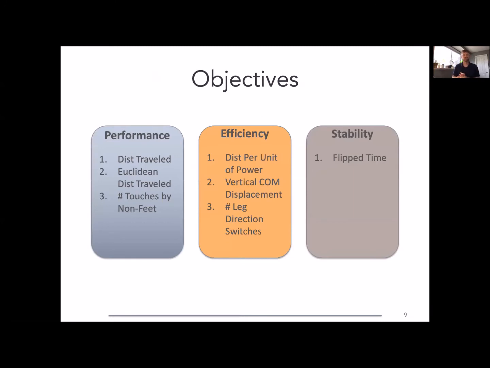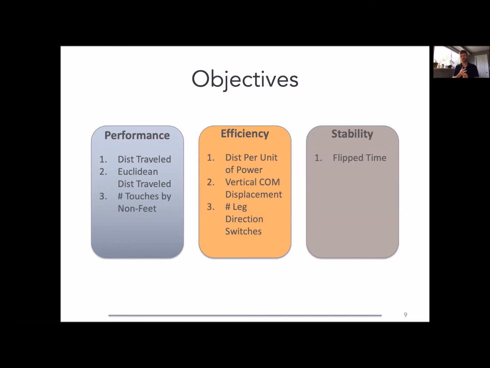So the objectives we have in this work, we've got performance objectives. So these are distance traveled, which is just forward distance traveled in the X direction or the forward direction of the robot. We've got Euclidean distance traveled, which is less restrictive. It basically says move away from your starting point, whatever direction you want to go. We've got the number of touches by non-feet. So we've got a quadruped animat, and if other components of the body touch the ground, we count that as a touch. So we're trying to minimize that objective. We then have efficiency. So we have distance per unit of power.